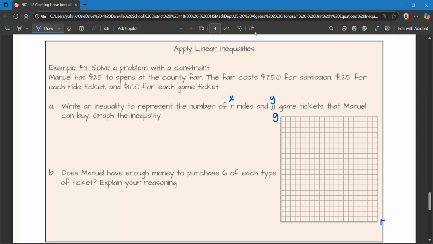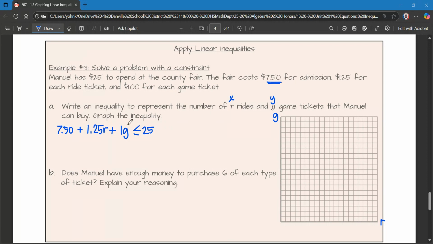Now I need to come up with an equation. It's $7.50 no matter what to get into the fair, so I'm going to put $7.50 plus. Then I got to pay $1.25 for each ride, and the ride is R, so I'm going to put 1.25 R. Then I also have to pay for games. They're $1 for each game, and game is G, so I'm going to put 1 G. And I only have $25 to spend, which means I can only spend less than or equal to $25.